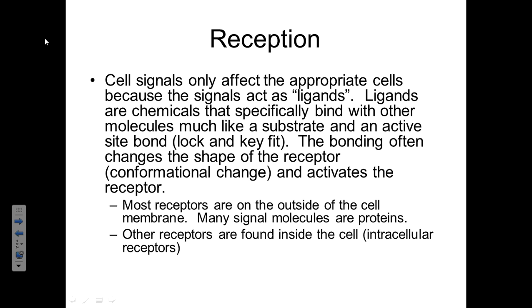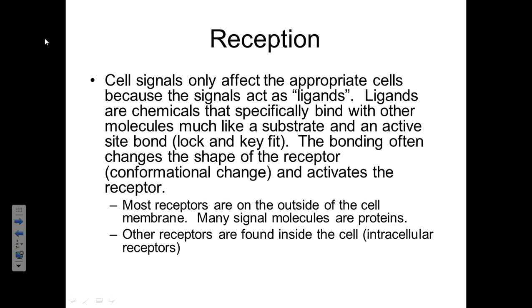Remember that ligands are signals that are mostly going to bind to extracellular receptors, which means more than likely they're made out of what? What are most ligands made out of? Proteins. Too big, too charged to get in. Again, remember they bind with a receptor like a lock and a key. That causes that receptor to physically change shape.